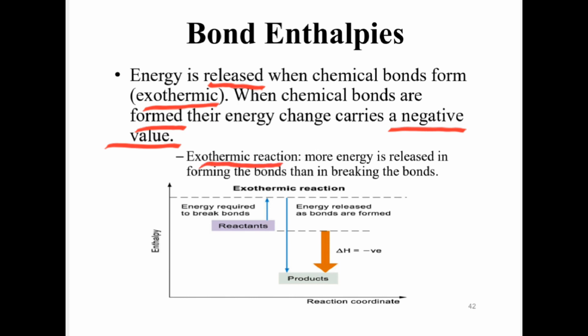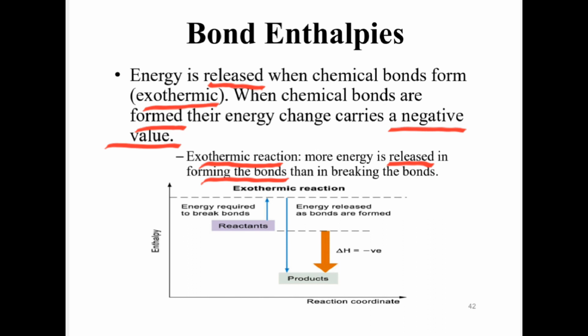Exothermic reactions, more energy is released in forming bonds than in breaking bonds. Exothermic reaction ምንለው ቦንድ ሲሰበር ወስደው ኢነርጂ ይልቅ ቦንድ ፎርም ሲሆን የሚለቀቀው ኢነርጂ ሲበልጥ እንደዚህ አይነት ሪአክሽን exothermic reaction እንለዋለን ማለት ነው። All right, now let us see the energy diagram for exothermic reaction.